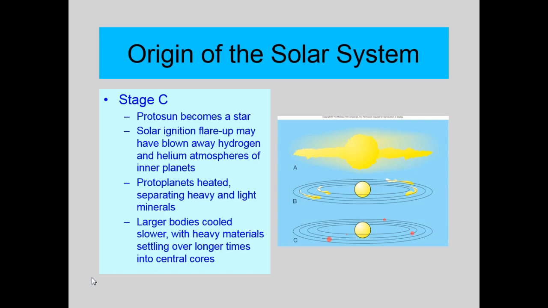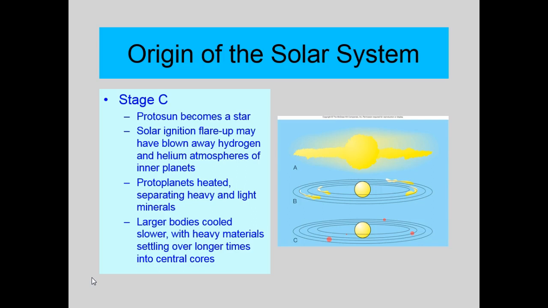So the solar ignition flare-up may have blown away the hydrogen and the helium atmosphere from the inner planets, leaving just the denser gases like carbon dioxide, which you find a lot on Venus and some on Mars, and no atmosphere on Mercury. Everything got blown away. The lighter gases got blown way out there, and that was picked up by the gas giants, Jupiter, Saturn, Uranus, and Neptune. And maybe the next one or two out there.